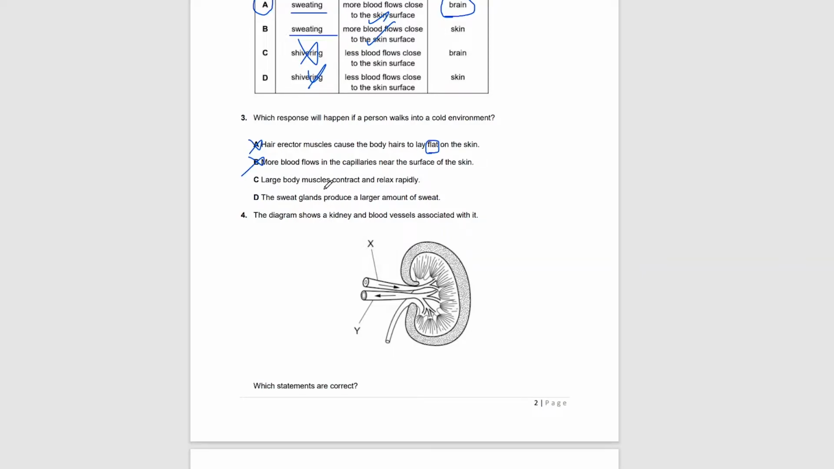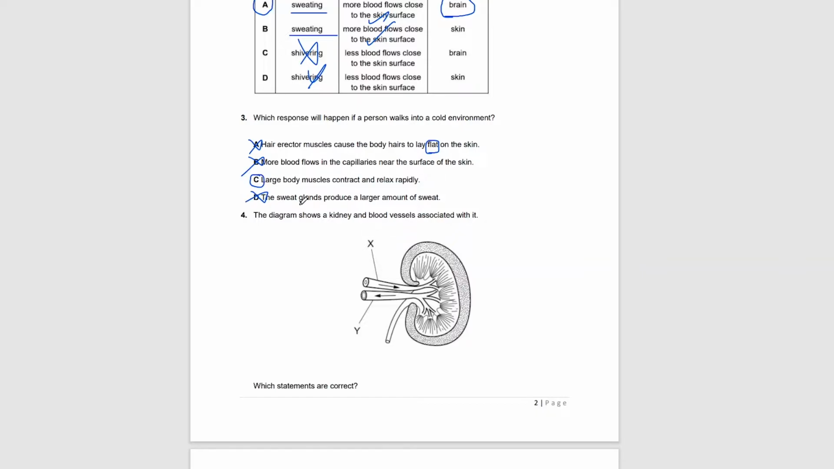Option C: large body muscles contract and relax rapidly. This is what happens when you enter a cold region. Your body muscles contract and relax rapidly to produce heat and increase the body's temperature. Option D: sweat glands produce a large amount of sweat. You do not sweat in winter.